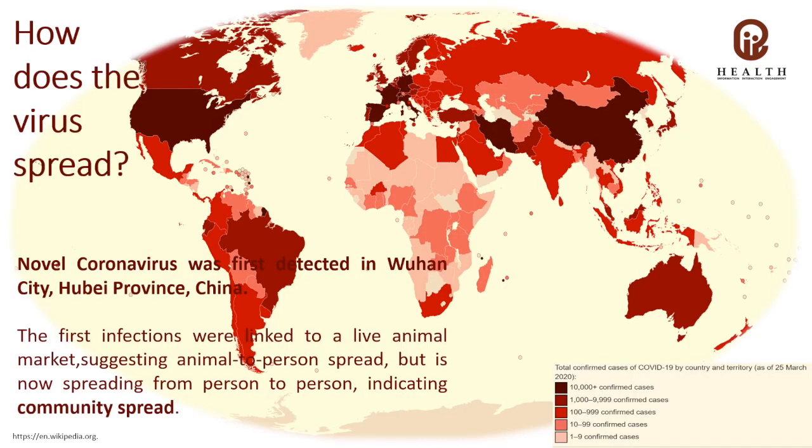The virus was first detected in Wuhan city in China. Early on, many of the patients at the epicenter of the outbreak had some link to the large seafood and live animal market, suggesting animal-to-person spread. Later, a growing number of patients did not have any exposure to the animal market, indicating that the virus is now spreading from person to person, which is community spread.